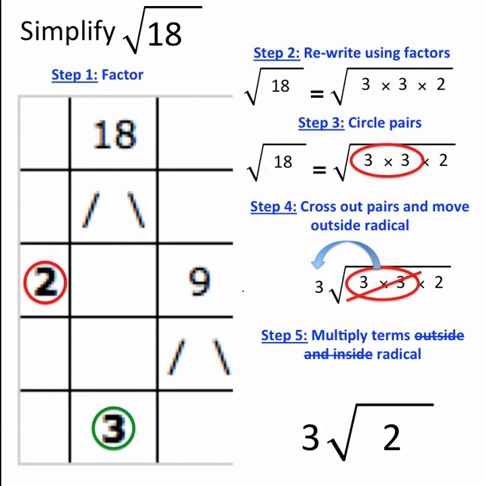So the final answer is simply 3 radical 2, or 3 times the square root of 2. There's no way for me to simplify that expression any further.